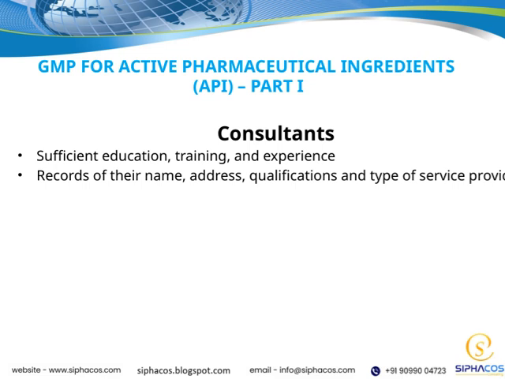Moving on to GMP for active pharmaceutical ingredients, or APIs, this forms a crucial part of our overall quality assurance framework. Specifically, in Part I of the GMP guidelines, these principles guide us in ensuring that APIs are manufactured consistently and to high-quality standards. All of these elements, qualified consultants, thorough record-keeping, and strict GMP adherence, are interconnected and vital for maintaining the integrity of our pharmaceutical products.